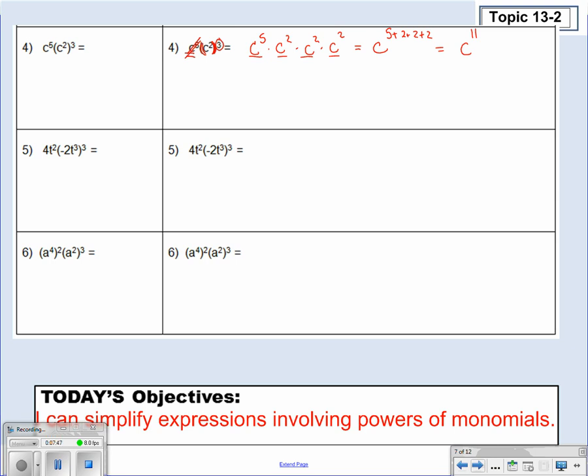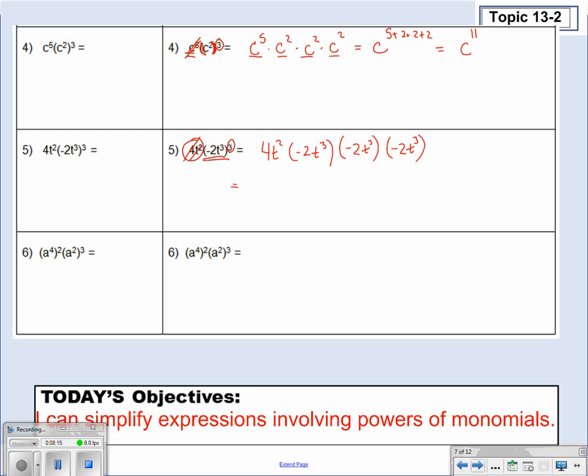Number 5, again, I see I have a 4t squared that is not in parentheses, so I'm just going to rewrite it, 4t squared, take care of that. Now I do have the negative 2t cubed, but that's raised to the 3rd power. So this 3 on the outside tells me how many times to stamp that parenthesis. So negative 2t cubed, that's 1 time. Negative 2t cubed, that's 2 times. Negative 2t cubed, that's 3 times.